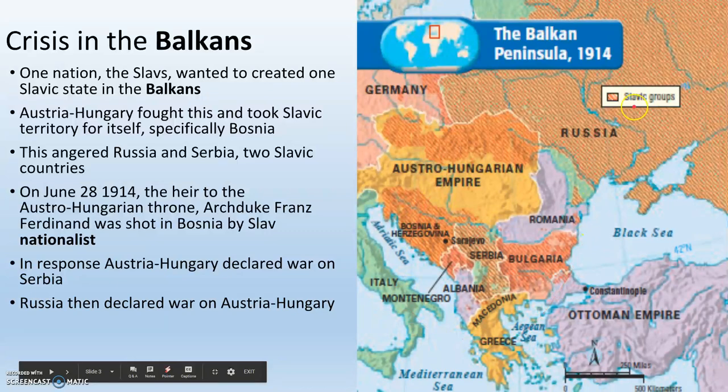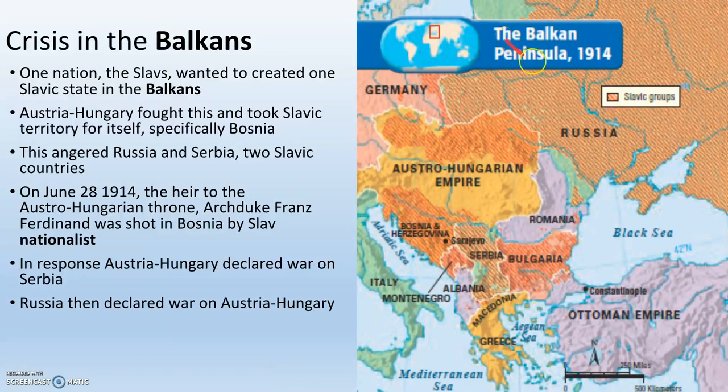It does make a peninsula. But there's a group of people called Slavs. You can see these orange hash marks. Those are all Slavs. So Slavs here, Slavs here, Slavs here, Slavs here, Slavs in Russia. So they want one Slavic country in the Balkans. Now Austria-Hungary, they are not Slavic. Part of them are, but the people who rule Austria-Hungary aren't Slavic. They're actually German. They fought this idea, and they started taking Slavic territory for themselves, specifically Bosnia down here.